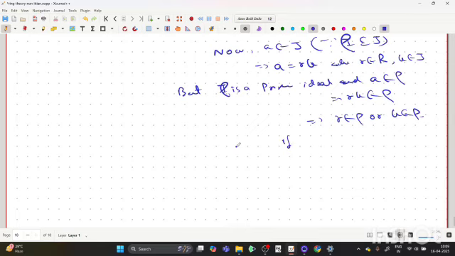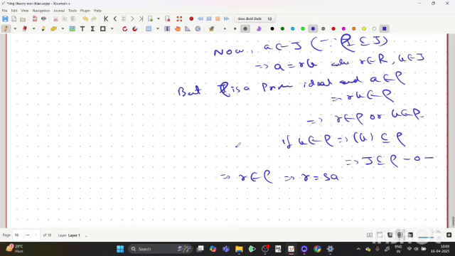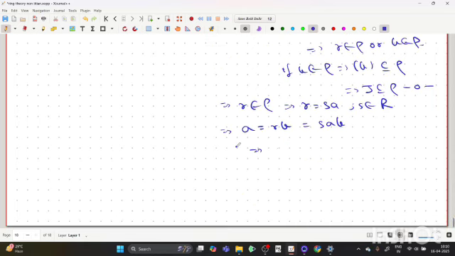Now, if B is in P, then that would imply the ideal generated by B is contained in the prime ideal P, but that would imply J is in P, which is a contradiction, because we had assumed that J strictly contains P. So that implies R must be in P. But that implies I can write R as S times A for some S in R. Therefore, A, which was R times B, is actually S times A times B. That implies A times (1 minus SB) is equal to 0.